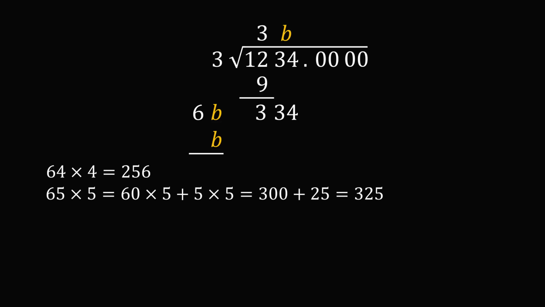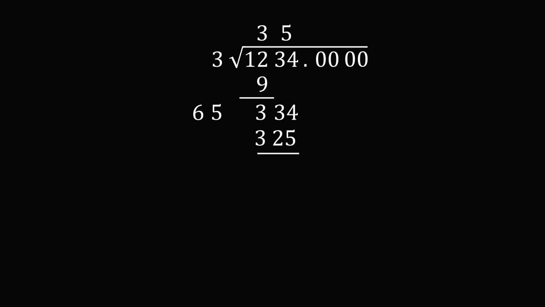If b is equal to 5, we can break up 65 as 60 plus 5 and use the distributive property. So 65 times 5 is equal to 60 times 5 plus 5 times 5. 60 times 5 is 300, 5 times 5 is 25, and this is equal to 325. So clearly b is equal to 5. So we will take the value of b is equal to 5 and put the next product of 325. We subtract that from 334 to get 9.